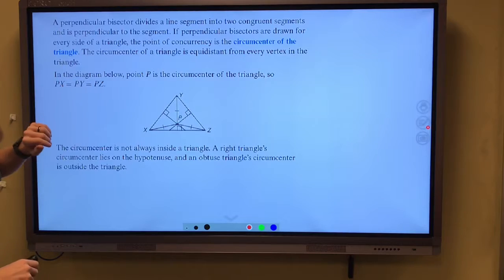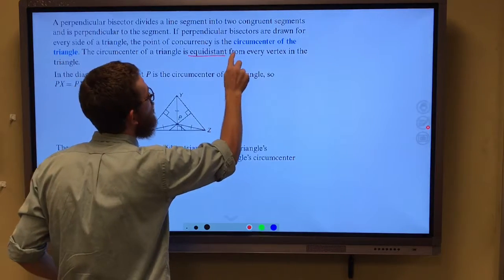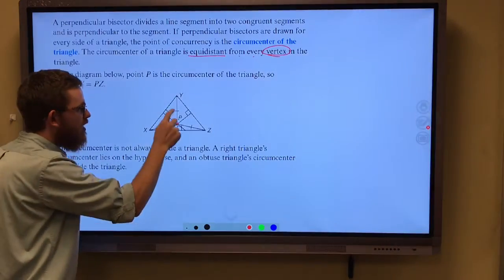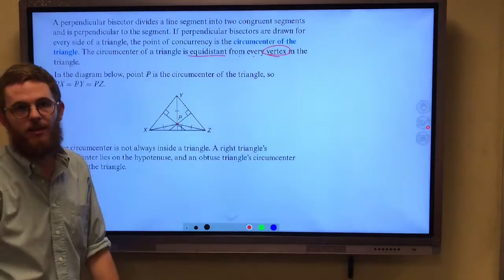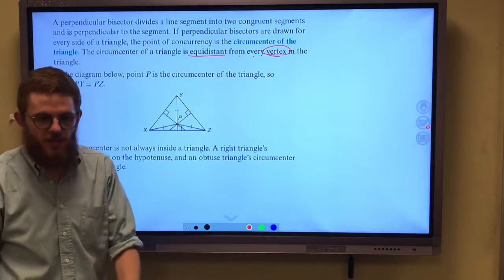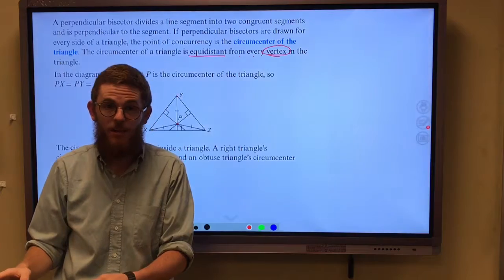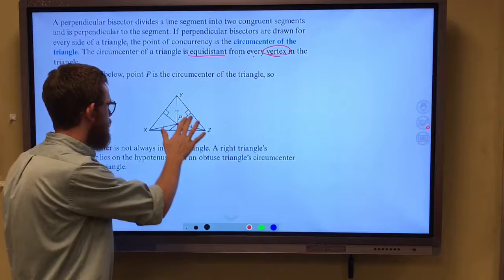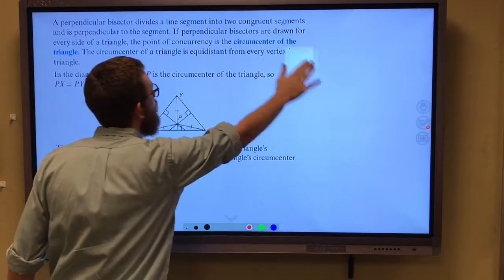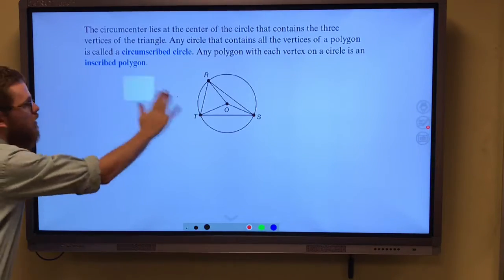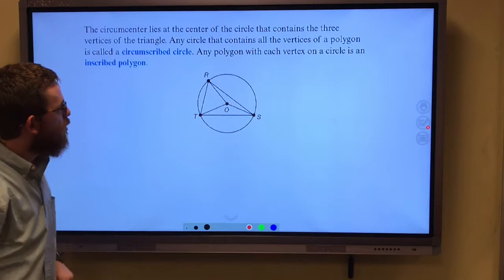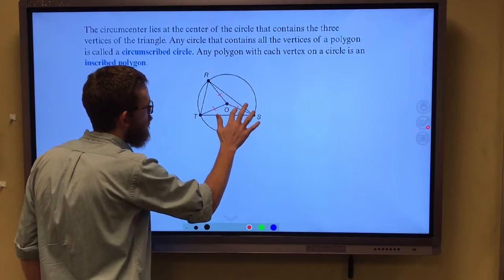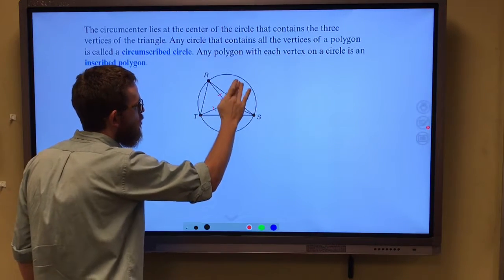So, the circumcenter is going to be equidistant from every vertex, okay? That point is the same distance away from each vertex. Again, can be pretty helpful to us. So the incenter is the same distance away from each side. The circumcenter is the same distance away from each vertex. Notice here we have a circumcenter drawn. Okay, this is the same distance away from each vertex. It was created by the perpendicular bisectors of each side.